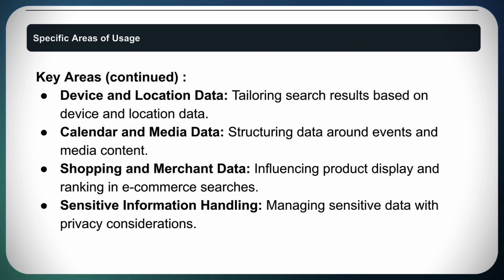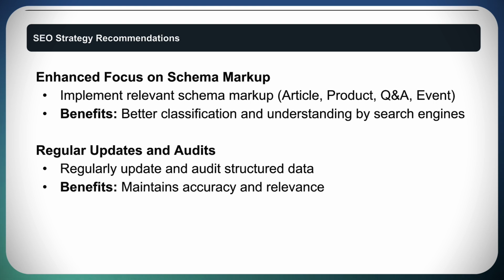But then they also use structured data in handling sensitive data with privacy concerns with different types of restrictions within that data. So what can we do as SEOs? What can we do as website owners to make sure that our site is being optimized in the right way? Well, the first thing we can do is focus on schema markup. We need to understand Schema.org and how to leverage it appropriately.